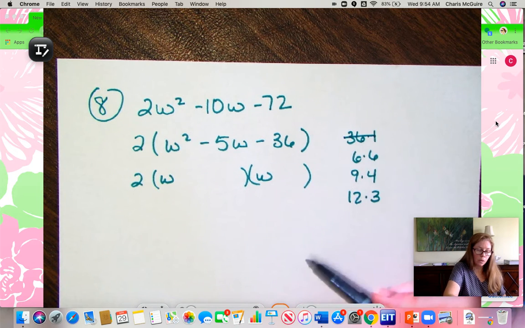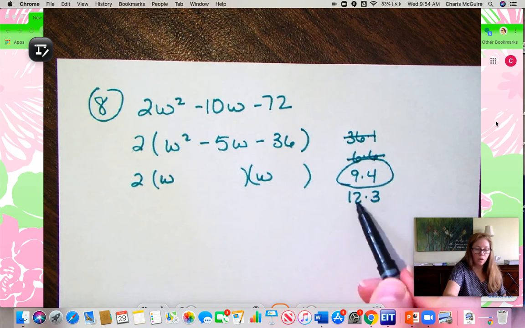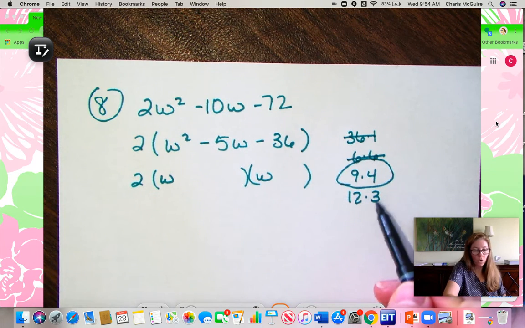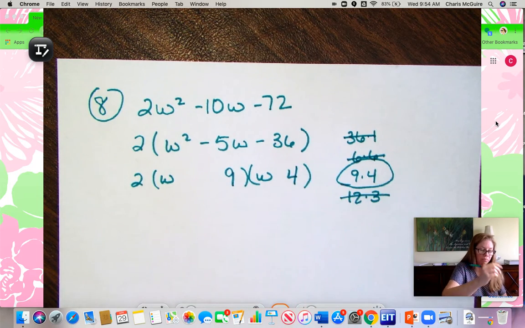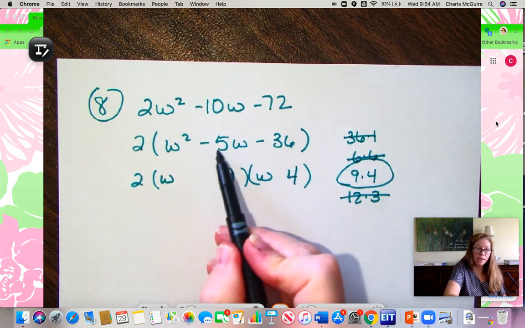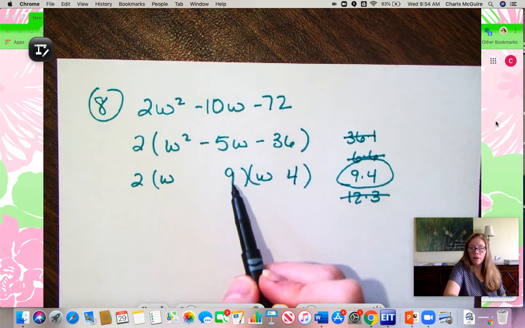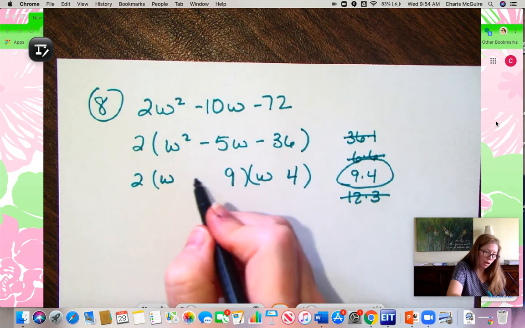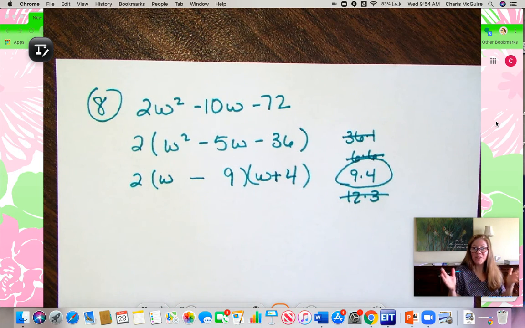36 minus 1 doesn't work. 6 minus 6 doesn't work. 9 minus 4 makes a 5. 12 minus 3, okay. So we're going to put the 9 and the 4 in. And then this is a negative 5. So I'm going to go to my 9 because it's the bigger number in my factors and make it negative. And the 4 will be positive. Did you get that one?